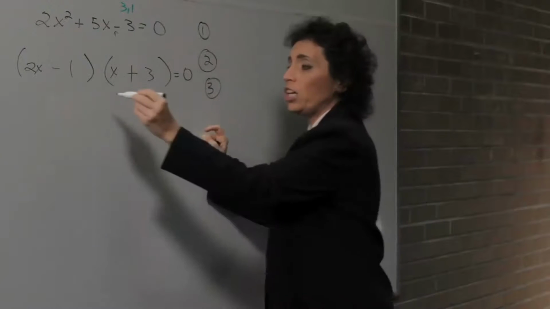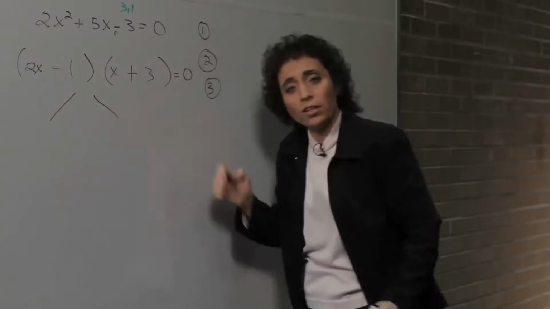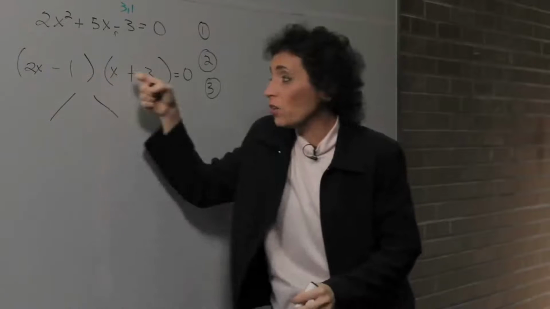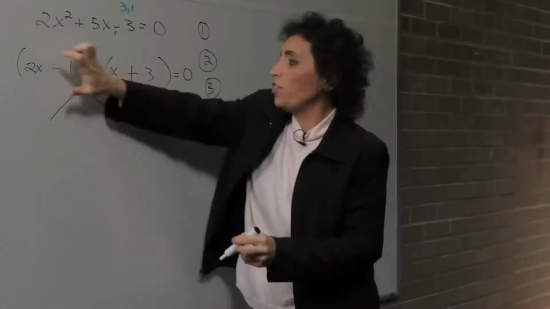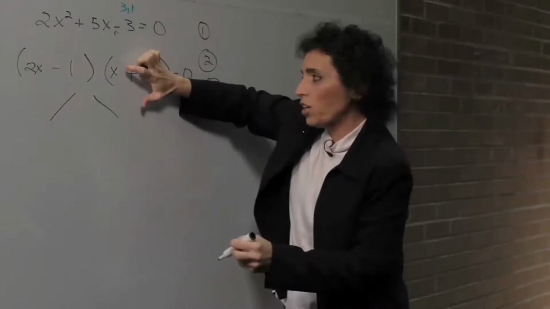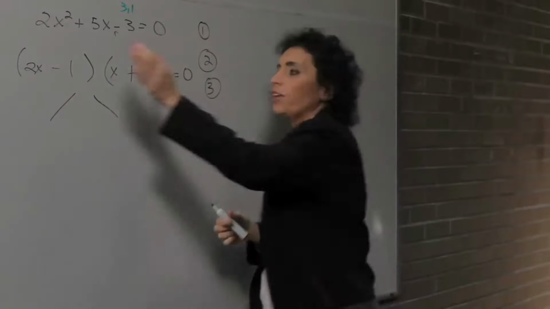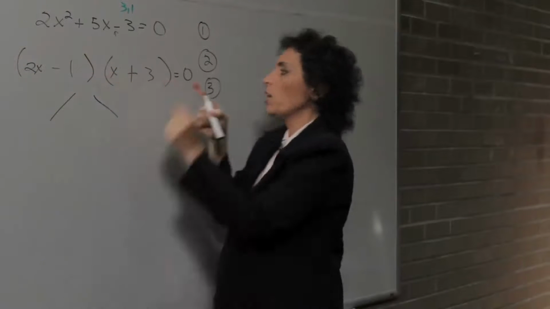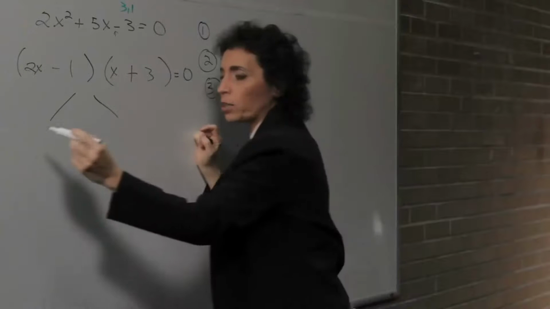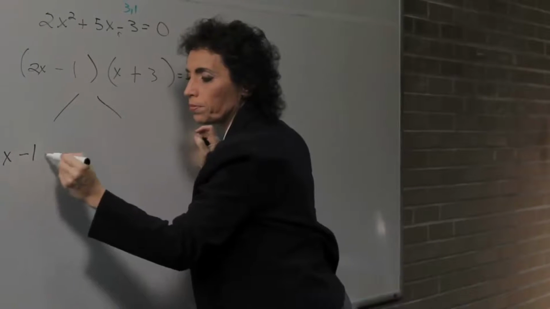Okay, so now we're going to set each factor equal to 0 based on that zero factor property, that anything times 0 is 0, right? Because if this whole thing is 0, then I don't care what this is. My product will be 0. If this whole thing is 0, I don't care what this is. My whole product will be 0. Zero factor property. That's why this works.